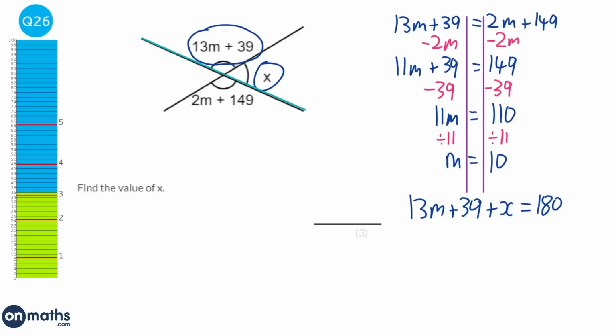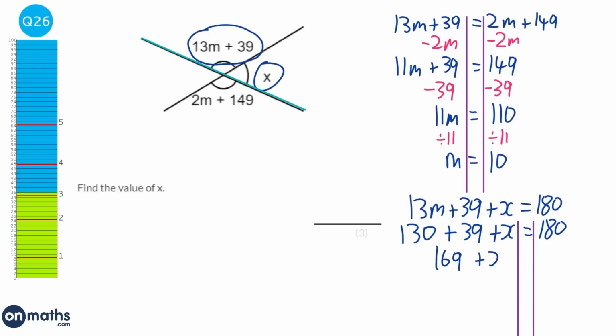So we can solve this. First of all, we know what m is, so it'd be 13 times 10, which is 130. And then we can solve this. So let's get my solving lines in. That's going to be 169 plus x equals 180. And we're going to just take the 169 away from both sides. So we've got x equals 11. So the value of x will be 11 degrees.